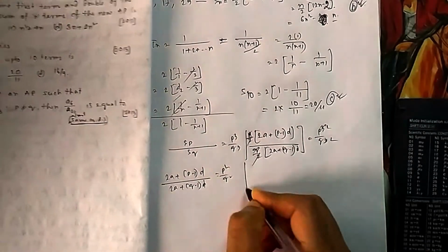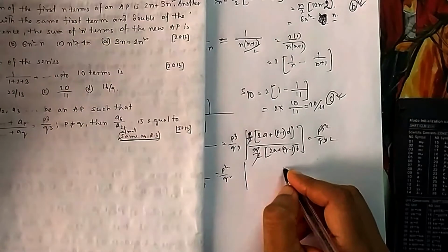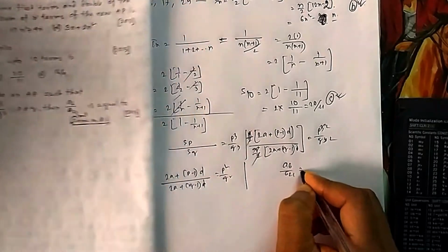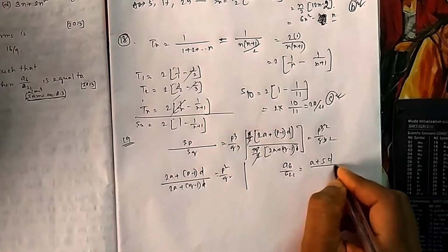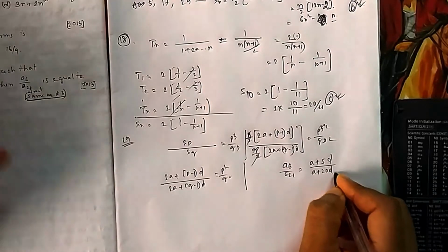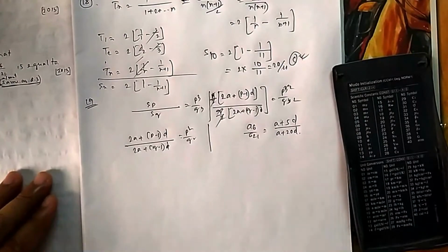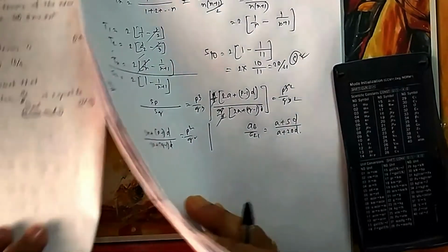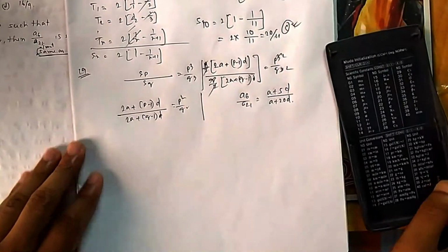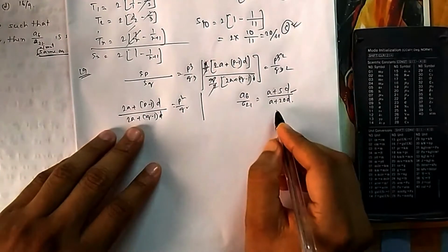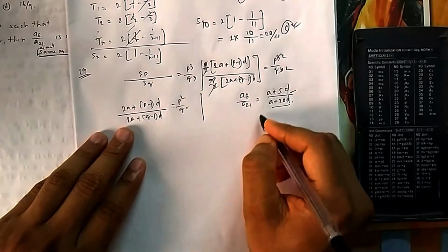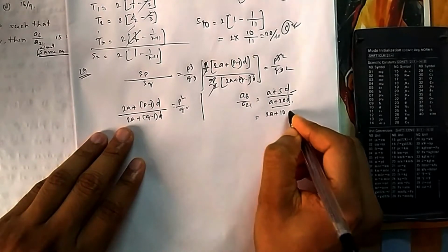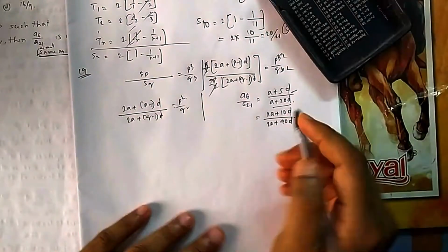So from here we will take the conclusion, because they are asking you to find A6 by A21. What will be A6? A plus 5D by A plus 20D. Because they are asking only the ratio, no exact value is required. So by comparing these two, you can easily find. You can see A plus 5D divided by A plus 20D, but here it is 2A. So let me multiply by 2. So it is 2A plus 10D by 2A plus 40D.